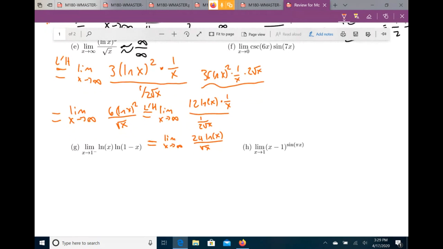Very good. All right, so we get infinity over infinity again, and we use L'Hopital's rule again. So then we would get just 24 times 1 over x, so 24 over x, divided by 1 over 2 root x. And this is 48 over root x. Yes, now you get 0.